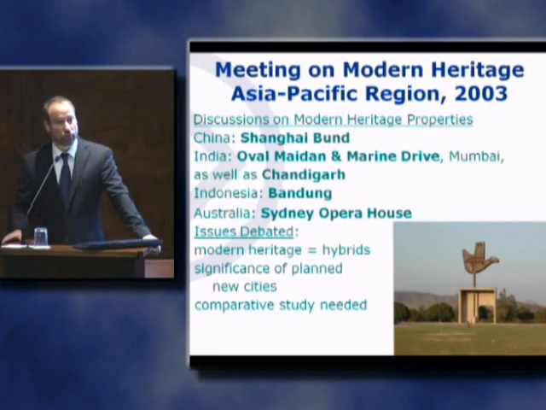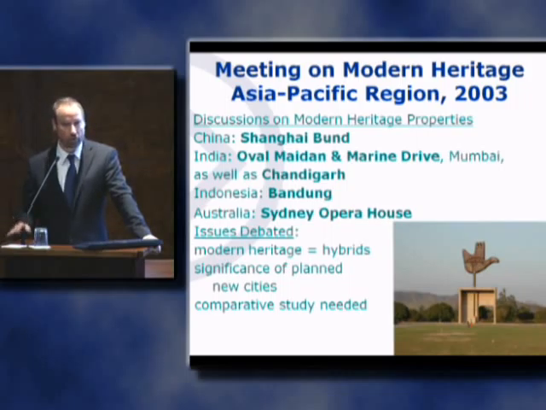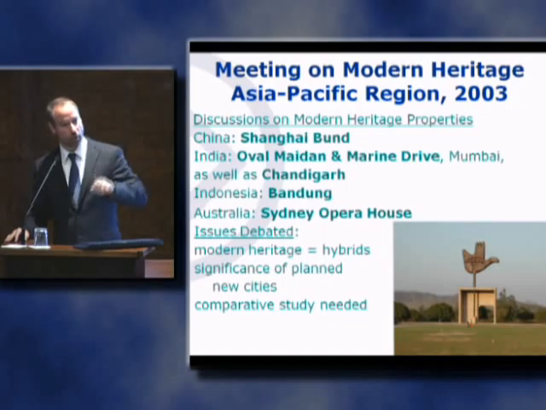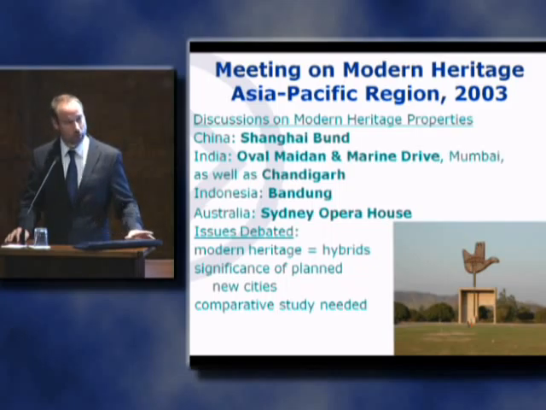Important in the discussion in this region was the significance of planned new cities. Of course, we think about Chandigarh, but also Canberra was discussed, as well as Bandung in Indonesia. Again, the experts agreed that it would be very helpful to have a reference document that would spell out what were the particular differences between Canberra, Bandung, and Chandigarh that would make these properties stand out on their own and that would increase the possibilities for the justification for protection and nomination.